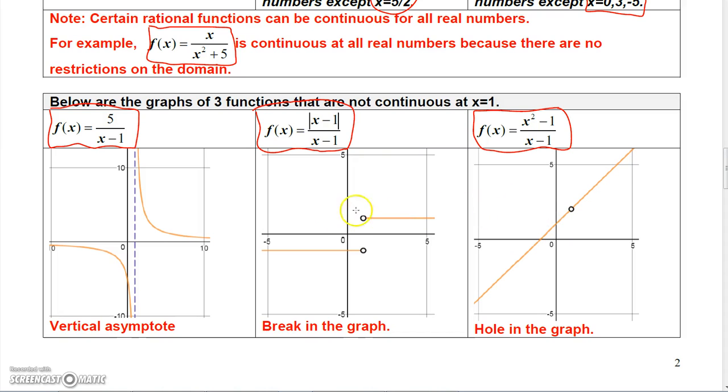Now, if you want to know which part of the definition they don't satisfy, well, this function is not defined at x equals 1, this function is not defined at x equals 1, and this function is not defined. So none of the three functions are defined at x equals 1. In order to find functions that are defined at x equals 1, where we have to look further to determine continuity, we generally have to use some sort of piecewise function, and I'll look at those piecewise functions in the next video.